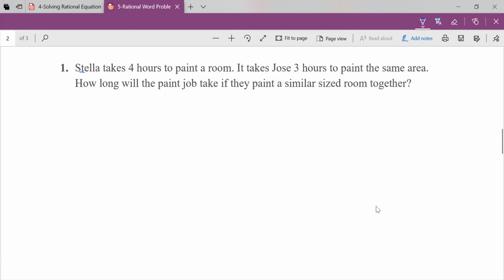What's Stella's rate? Well, Stella says she takes 4 hours to paint a room. So one room in 4 hours. Okay, Jose here, what's their rate? One room in 3 hours. Okay, so that's their individual rates. Now, what about if they did it together?